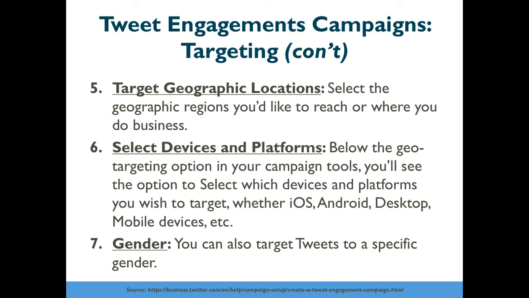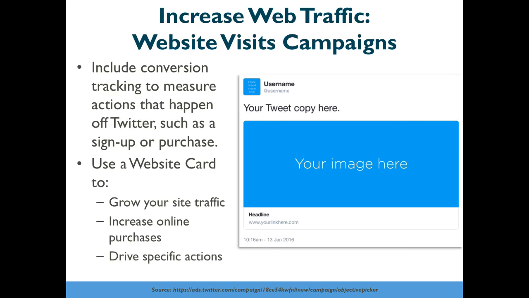Geographic locations is pretty self-explanatory, reaching people in the area where you do business. The select devices and platforms, again, whether it's the type of device they use or a mobile device versus a desktop or laptop computer. And then, of course, gender is self-explanatory as well.